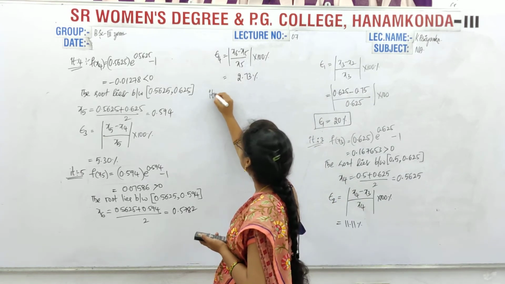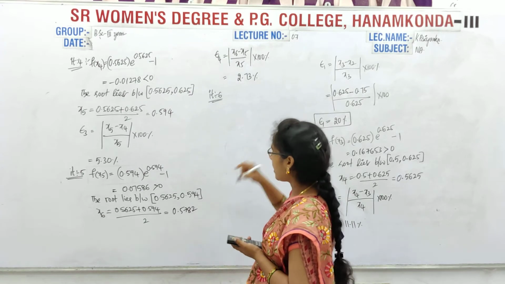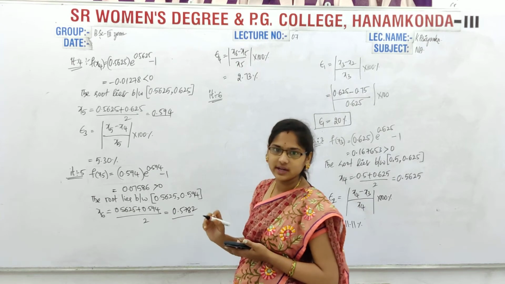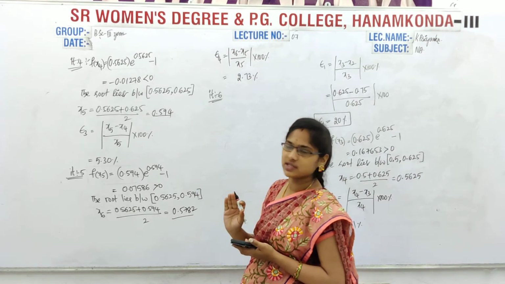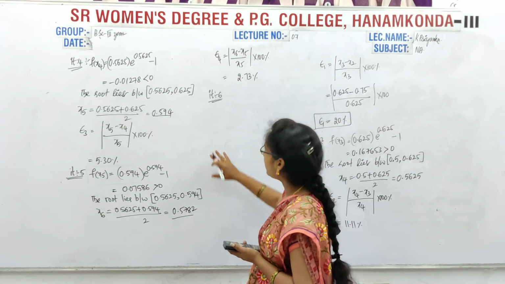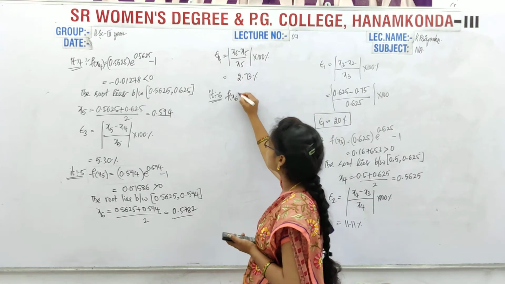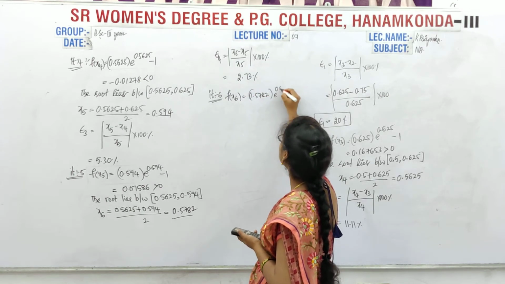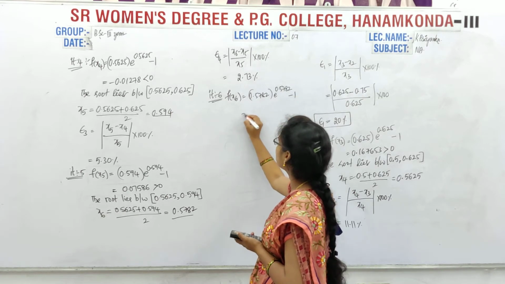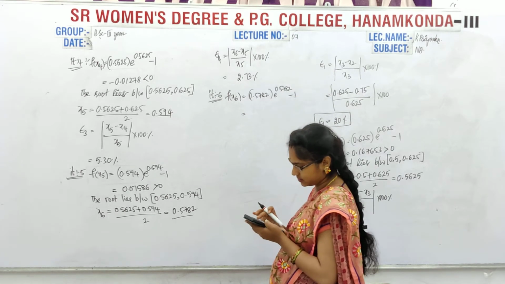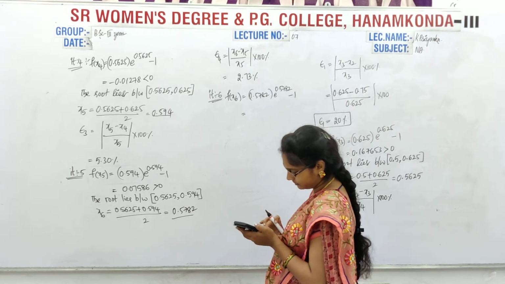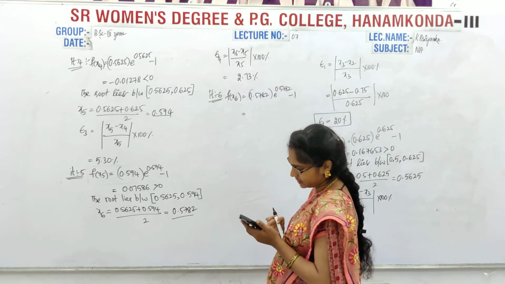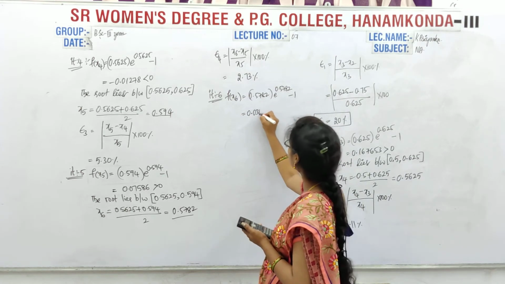Next, iteration number 6. You have to observe this one. x5 is 0.594 and it is 0.5782. So after the point, the first digit is the same, but after that, no. That's why for the next iteration, f of x6 equals 0.5782 into e power 0.5782 minus 1. Now we have that it is a positive value.